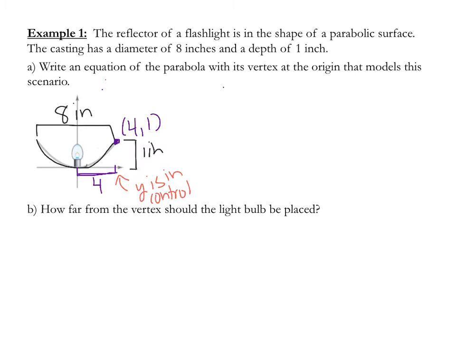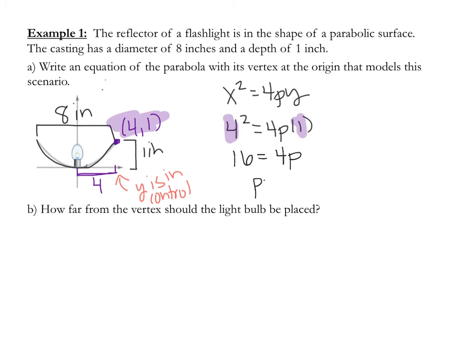So that's going to be the equation that starts x squared. X squared equals 4py. And we can plug in, I know x is 4, and I know y is 1 from my coordinate. So I just took those values from this coordinate here, and I plugged them in for x and y. And then I can solve. 16 is equal to 4p, which means p equals 4. And then I can plug that into the equation, and we get x squared is equal to 16y. So that is the equation for the parabola.